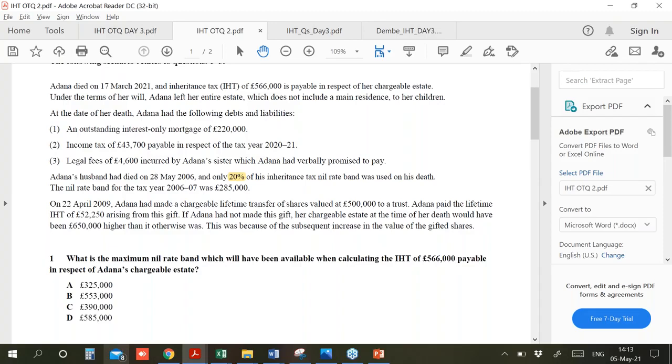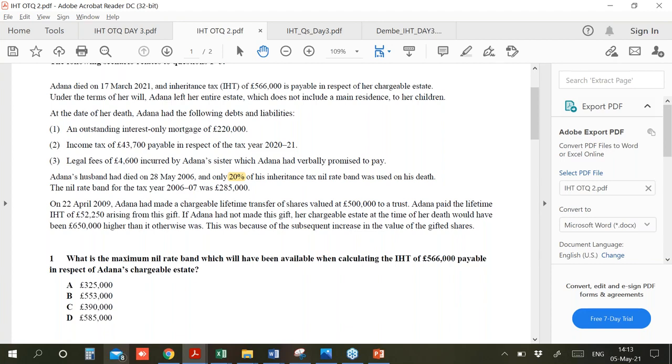Now you guys will be thinking why I'm taking 80% of 325,000, which is our current nil rate band, and why I'm not taking 80% of 285,000. Guys, the reason is HMRC says that the nil rate band that the surviving spouse should use is the nil rate band of the year in which the second spouse died. For example, if Adana's husband had died before 2009, the nil rate band used to change every year. However, after 2009, it is the same, 325,000.